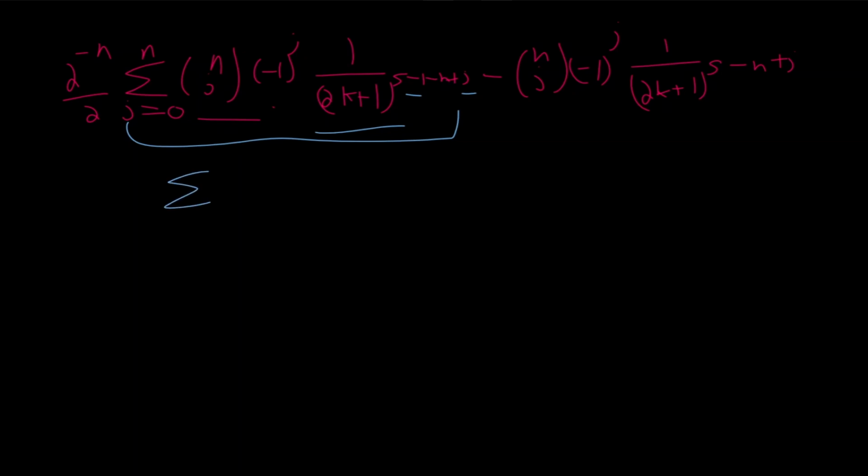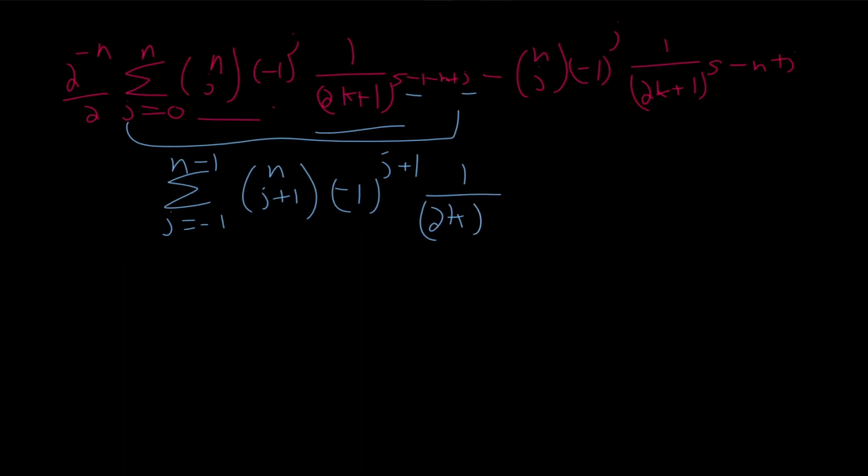From this, we get the sum from j equals -1 all the way up to n minus 1. And then we have n choose j plus 1. And then -1 to the j plus 1. It doesn't awfully matter, but it's plus 1. Then we have 1 over 2k plus 1 to the s minus n plus j. Now, it would be awfully nice if we were able to factor out this 1 over 2k plus 1 to the s minus n plus j term right here. But there's an issue. Sort of, not really.